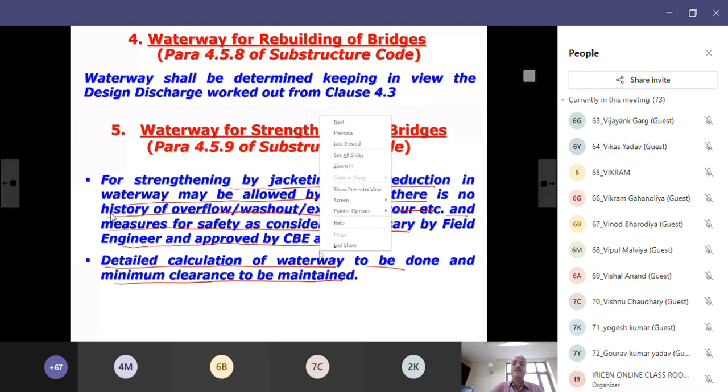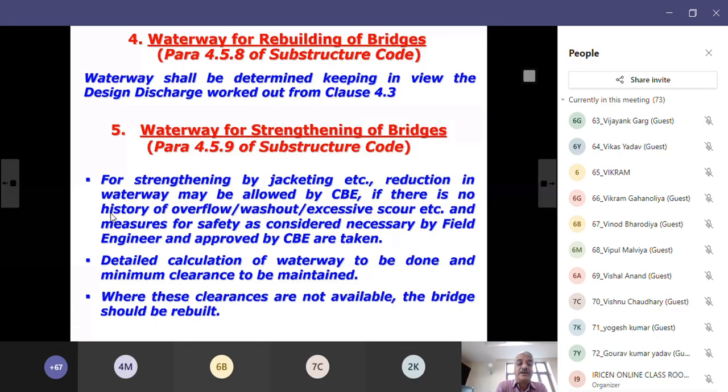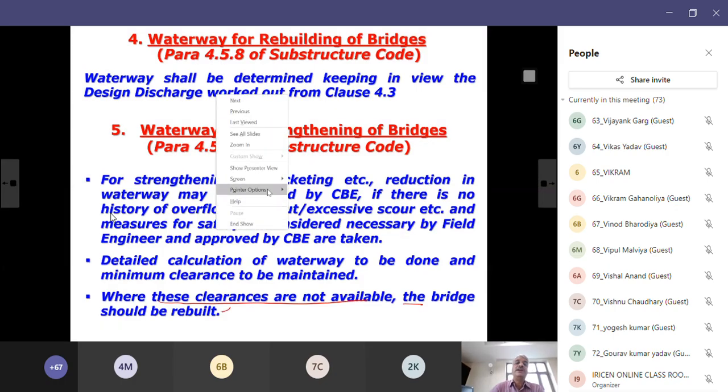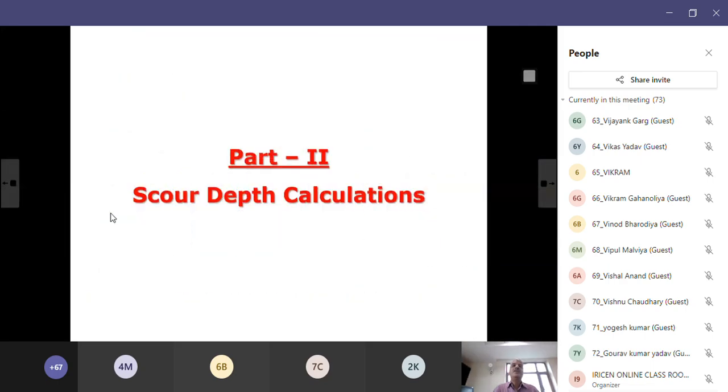CBE can allow that reduction in waterway for strengthening. And where the required clearances are not available, then you must rebuild the bridge. There you cannot do strengthening with systems like jacketing. In clearance, there is no margin given in the reduction. Some margin is given in reduction, we will see. Below that, it cannot be there. So now we have seen waterway for new bridge, for rebuilding, for strengthening, for new line or existing line gauge conversion. All situations have been covered, right? ठीक है यहाँ तक? Yes, yes.